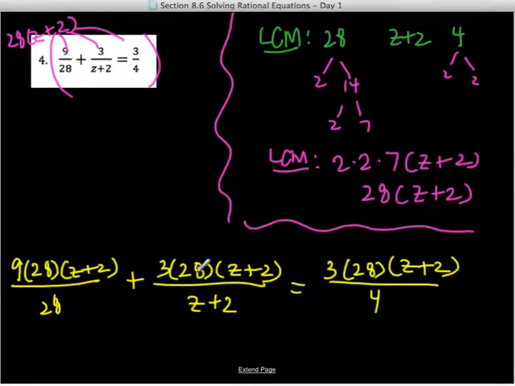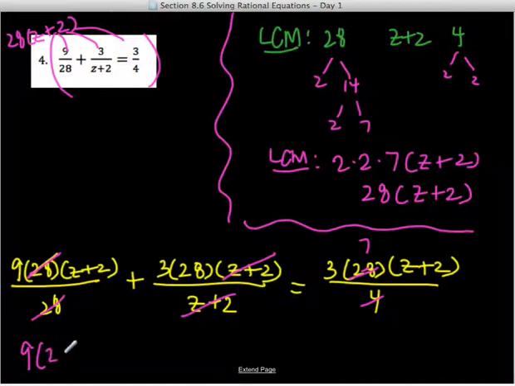One thing I would like to say is that if some of you are starting to see how everything works, you don't need to write this step and you can just see that your 28s are going to cancel. On this first one, the z plus 2's are going to cancel. And then 28 divided by 4 is 7. You don't need to write this step out if you don't feel that you need to. But if you do, go right ahead.